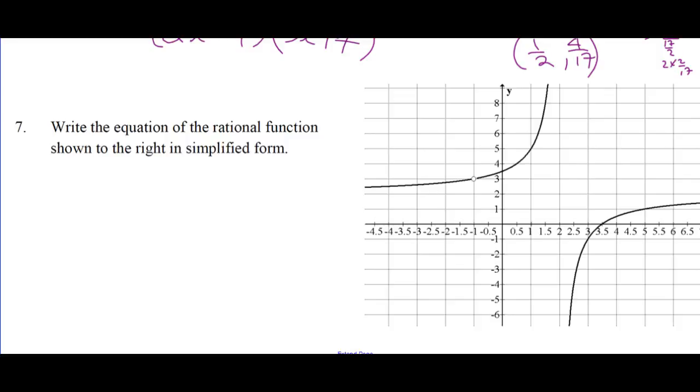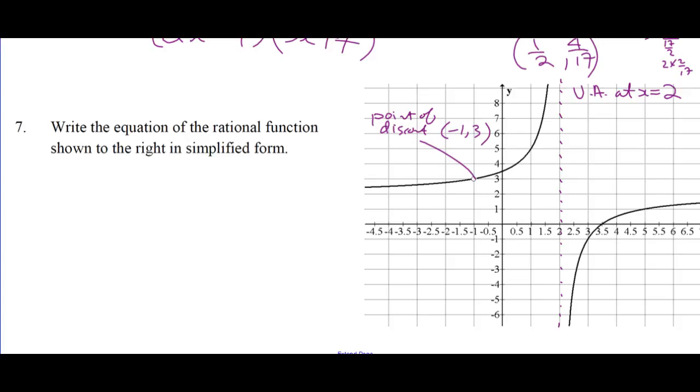Write the equation of the function. Okay, here we go. This kind of puts it all together. We have a vertical asymptote at x equals 2. So let's sketch that in and make a note: VA at x equals 2. We have a point of discontinuity. And where is it? At (-1, 3).